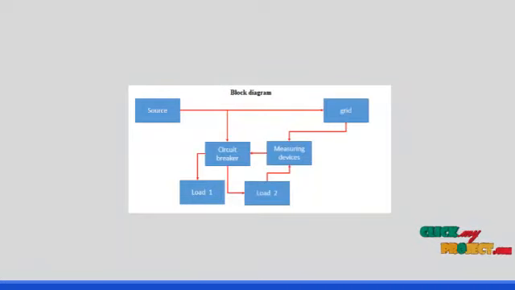In between the grid and source, two loads are connected, load 1 and load 2. Those loads are connected through a circuit breaker. The circuit breaker disconnects whichever load is enabled, depending on the conditions.